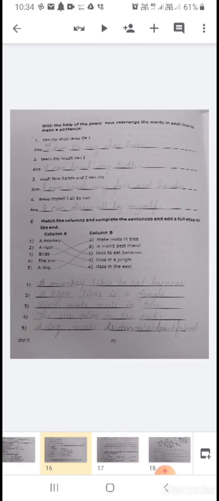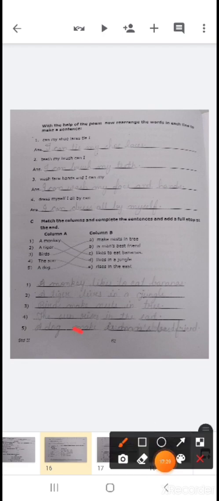In the lines below you have to write it completely, like "A monkey likes to eat bananas." Second, "A tiger lives in the jungle." Third, "Birds make nests in the trees." Fourth, "The sun rises in the east." Fifth, "A dog is man's best friend."